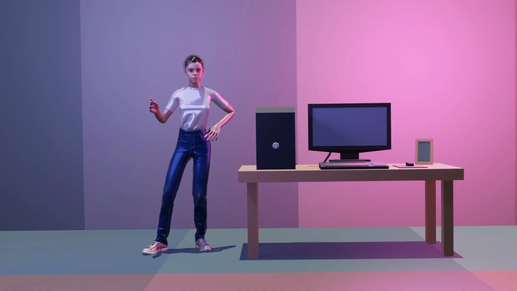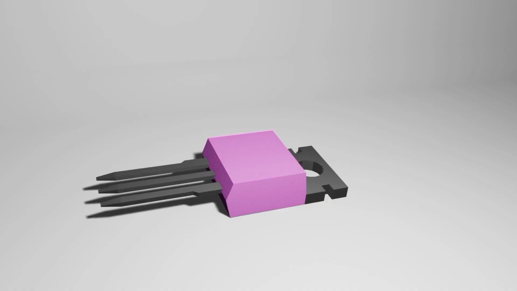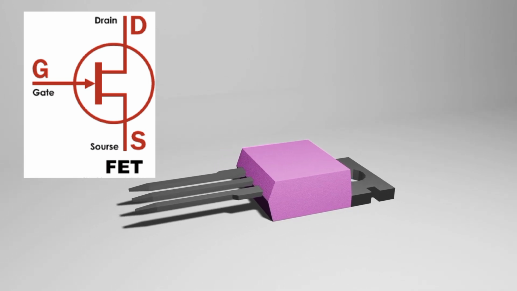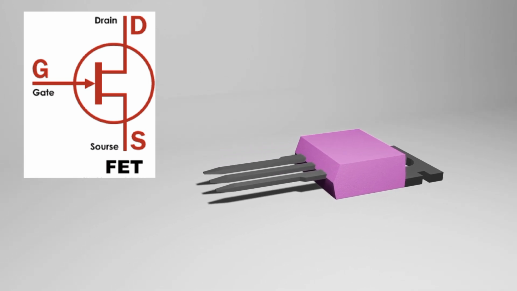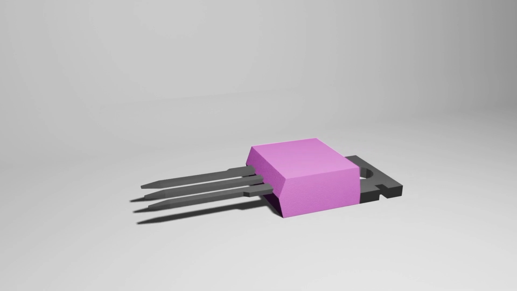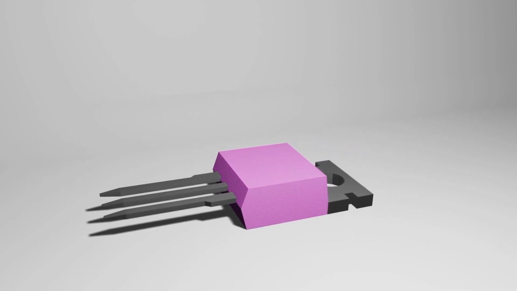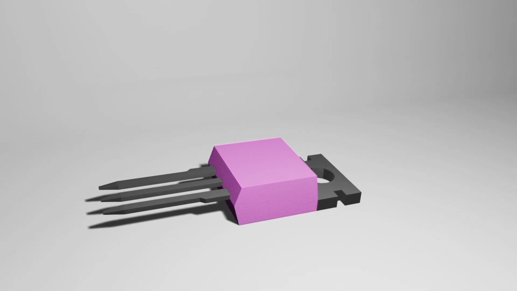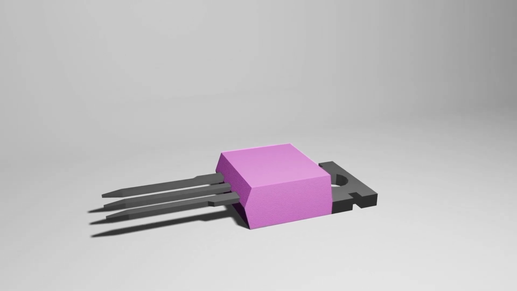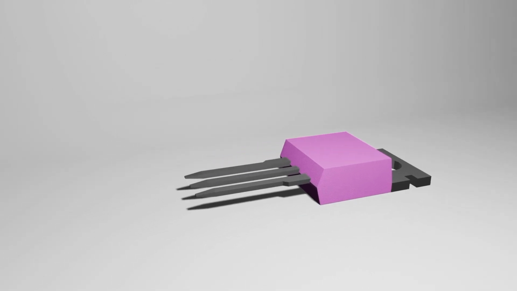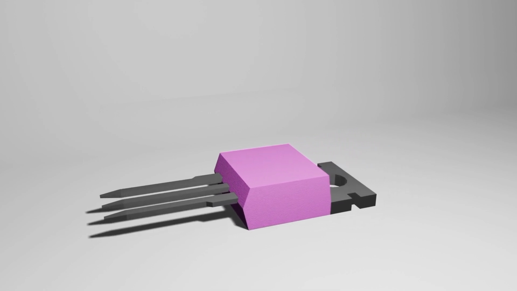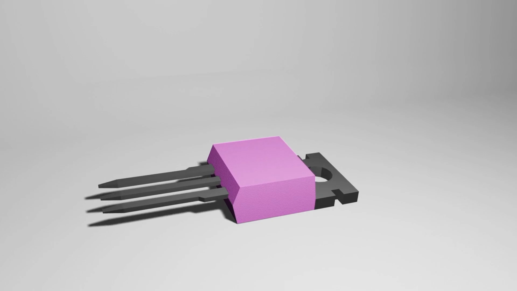B. Field effect transistor, FET. FETs operate by using an electric field at the gate terminal to control the current flow between the source and drain terminals. MOSFET, metal oxide semiconductor FET, enhancement mode. No current flows without voltage at the gate. Depletion mode. Current flows naturally without voltage at the gate. Advantages of FET. High input resistance, making it more power efficient than BJT.